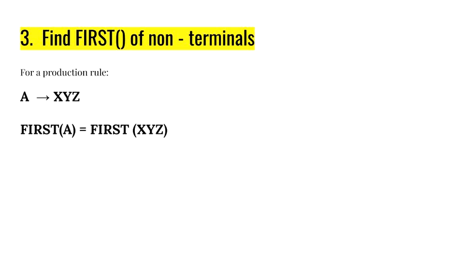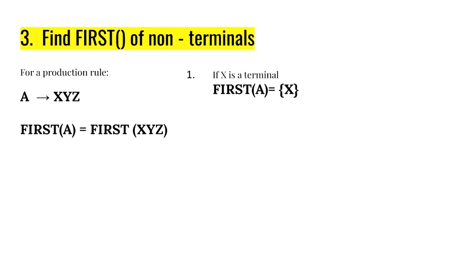Let's look at the rules that make our life a bit more bearable. I hope you see the sarcasm. If you want to find first of A, find first of everything that is on the right hand side of the production rule. The first of A will be first of XYZ. It solely depends on X because it is the leftmost symbol on the right hand side of the production rule.